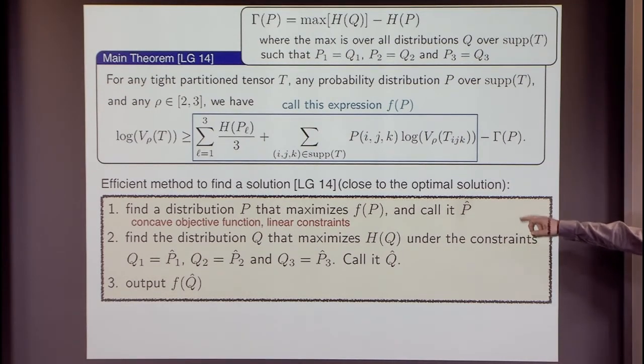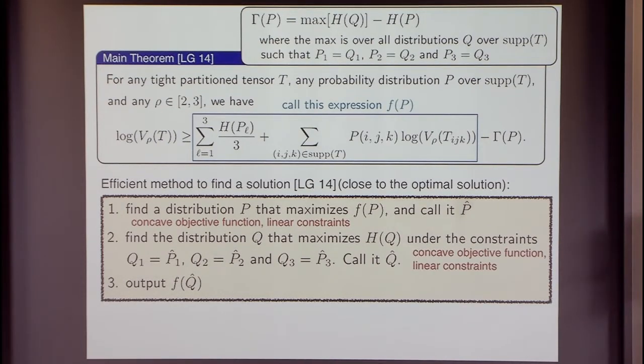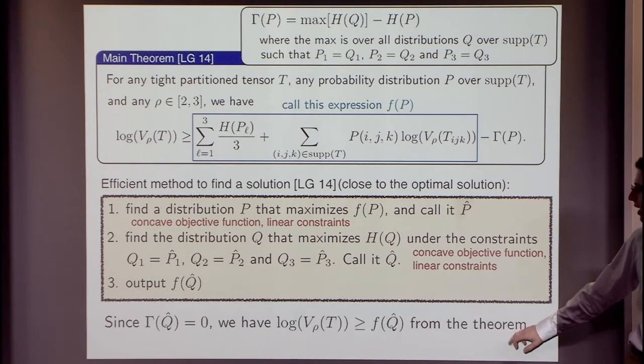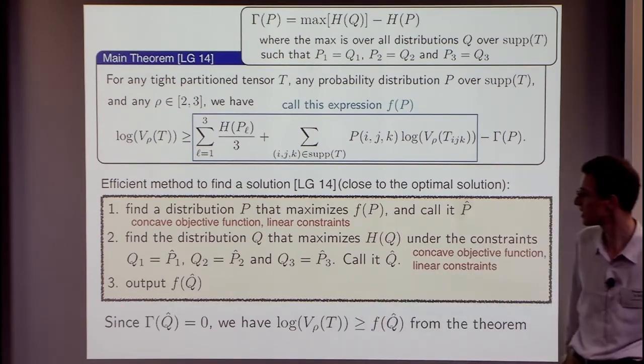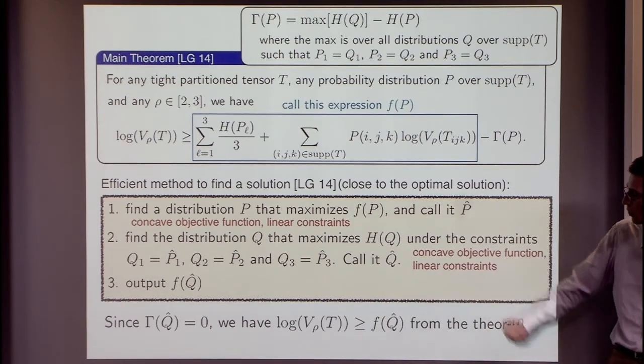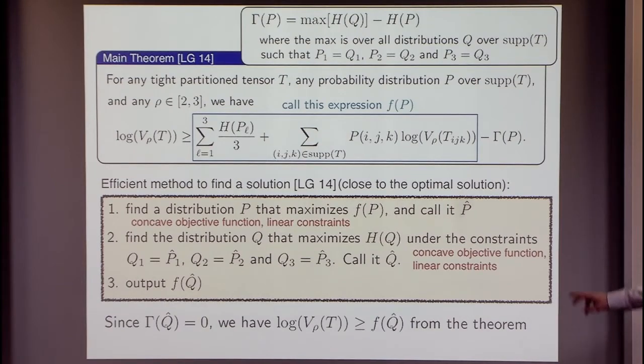Okay? The point is that the first problem is a concave objective function, a linear constraint, so it's easy to do. The second, the same, so concave objective function, linear constraints are also very easy to do. And since gamma Q hat is equal to 0, we know that the output will be a lower bound on the log of the value.